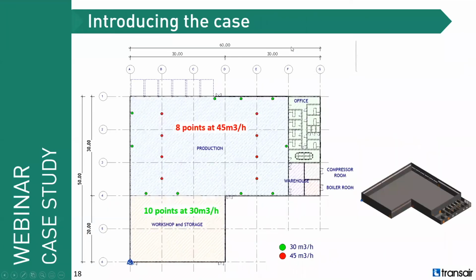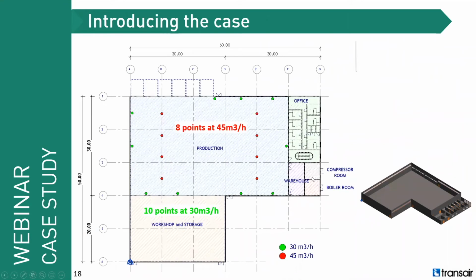Now let's go inside the case itself. So we have a building that I drew in Revit. So I've got the model of the building. There you have it. It's composed of different parts. You've got a workshop and storage part here with no compressed air point, and the office with a desk and everything, a warehouse.